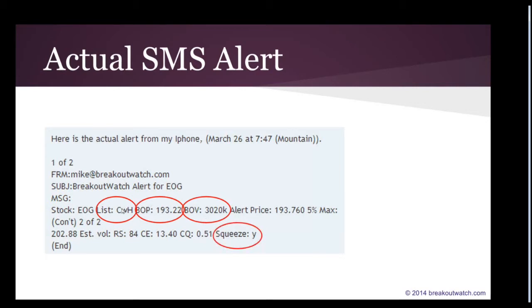However, that's a lot to look at in real time. What I have found works really well, since these stocks come on the watch list one to several days before they actually break out, is that I already knew this stock, EOG, was getting close to a breakout. And I also knew that it was in a squeeze because it's going to be in the handle. Or I should say, if it's in a squeeze during the handle, it will say that.